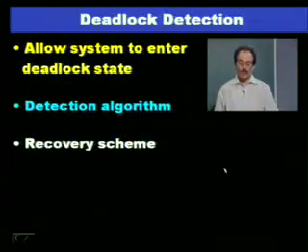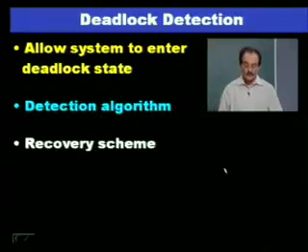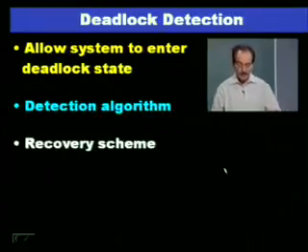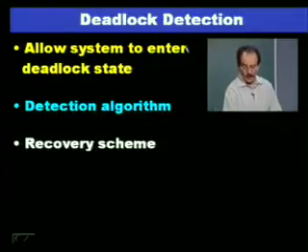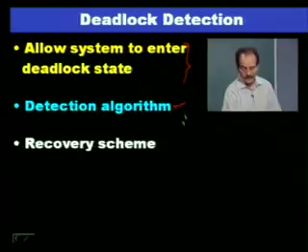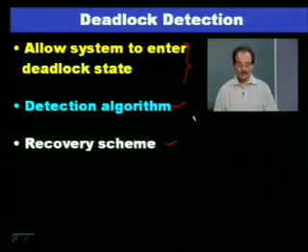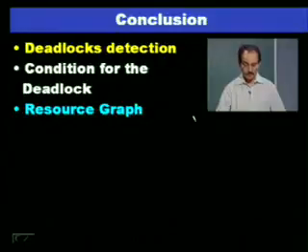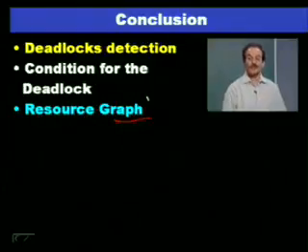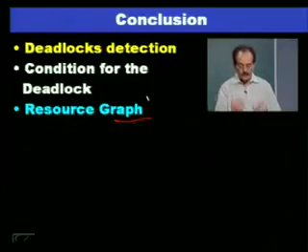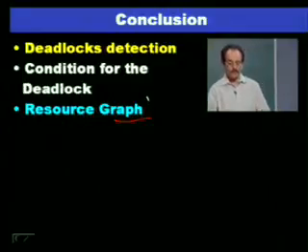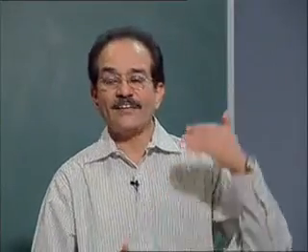Now, how do I detect deadlocks? The earlier topic was prevention, now it is detection. We allow the system to enter a deadlock state. We have some detection algorithms and some recovery schemes for that. How do I detect the deadlock? It can be done through the resource graph, which I can use to detect a deadlock. Either I can prevent, or I can detect, or I can recover from the deadlock state.